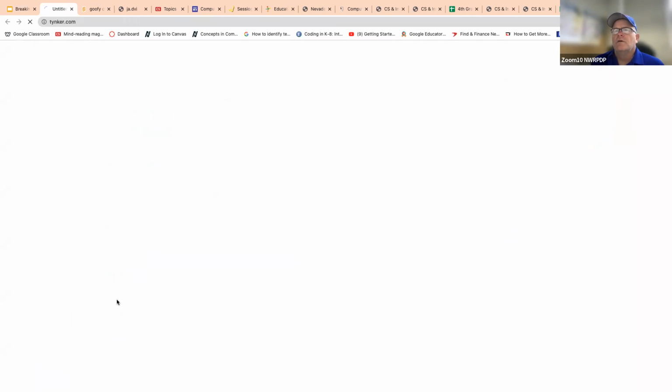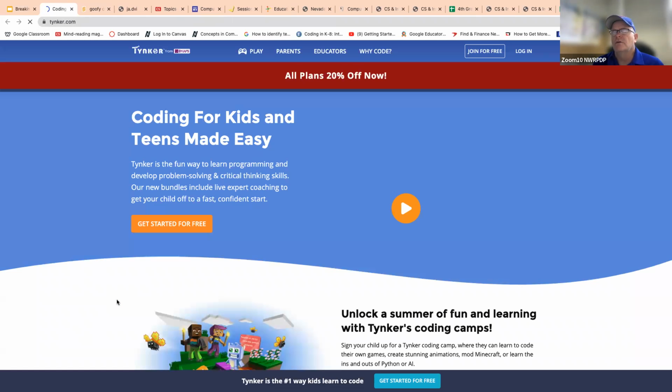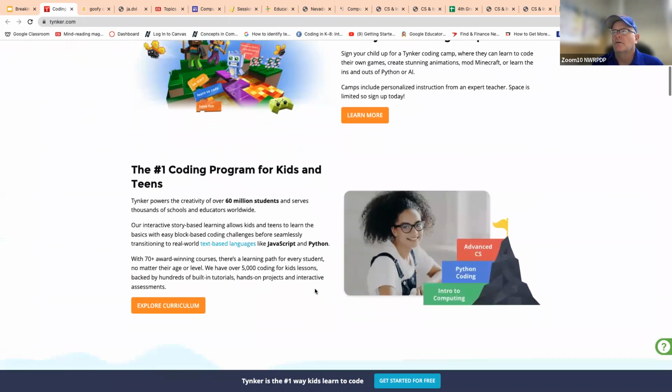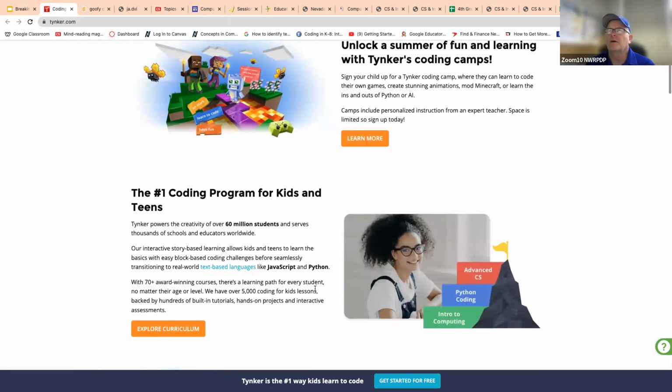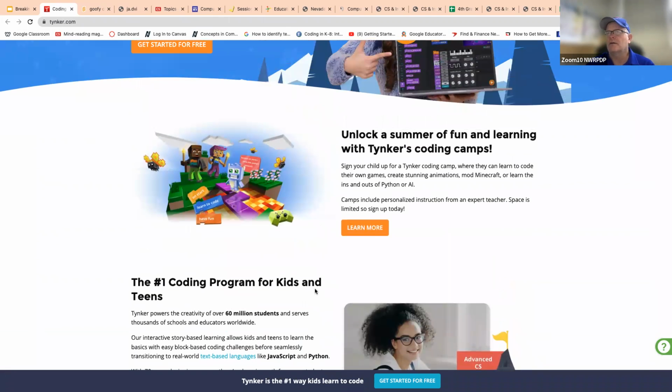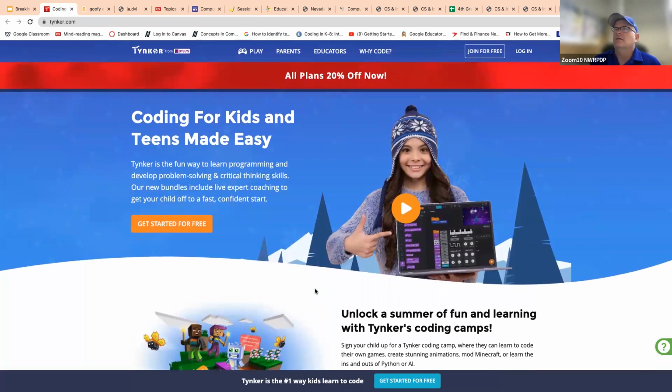Tinker is another good resource. There's a free version and a paid version, so it depends on your school and your situation, but you can join for free, and there are some unlimited lessons there where you can actually do a fair bit. It's highly interactive, with great drag and drop block coding, and it also goes to syntax. I believe Tinker even does Python now through syntax coding. So if you purchase that, it goes all the way up to high school with Tinker. Great resource.